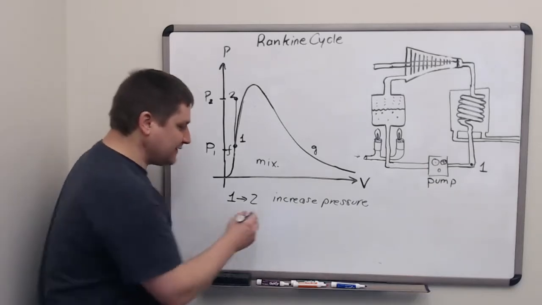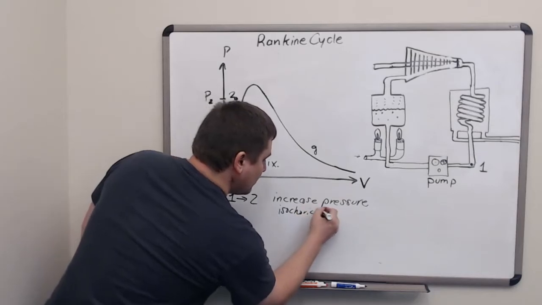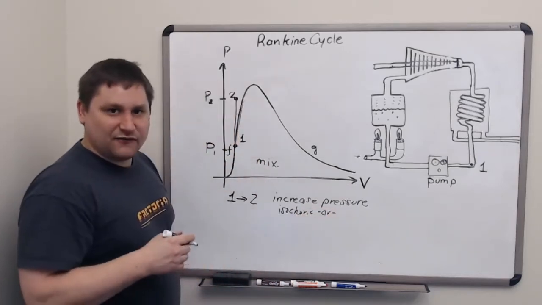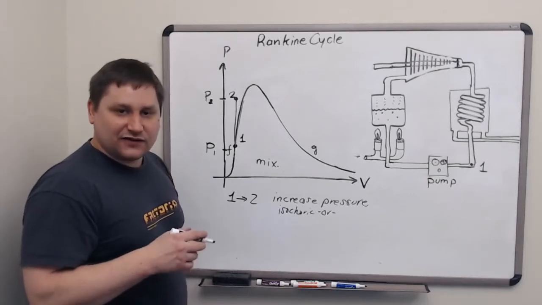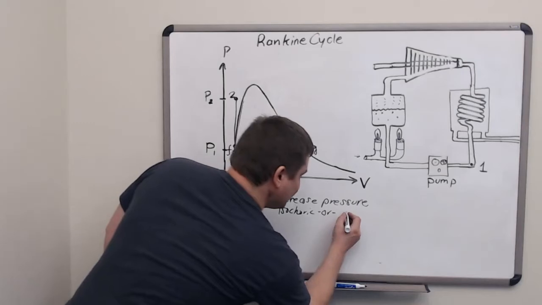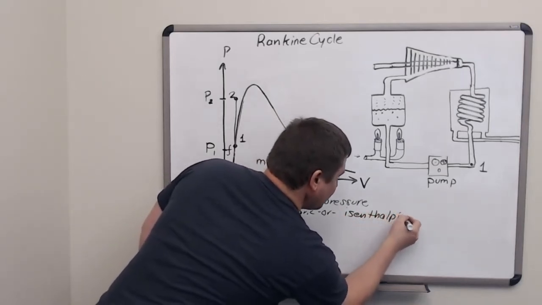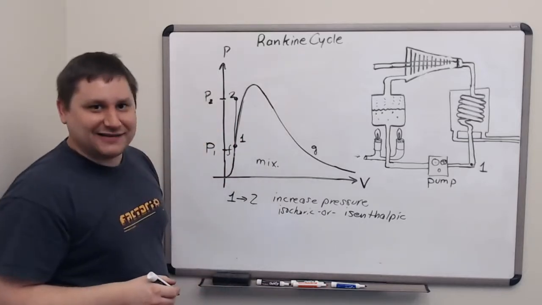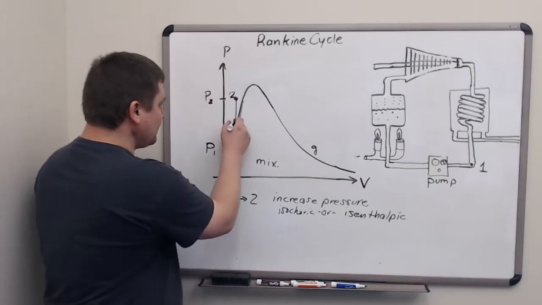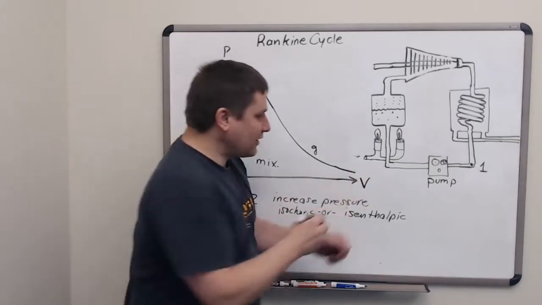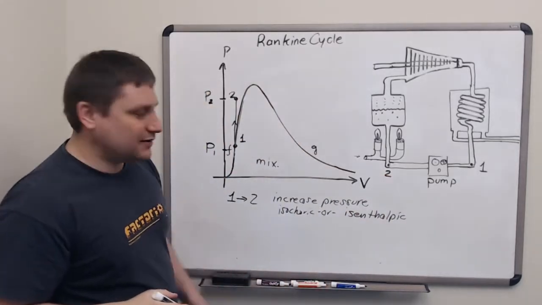So we can model this as isochoric, or we can also model it fairly accurately as a transition of constant enthalpy. The actual word for this is isenthalpic. Great. Once the water is at location 2, it's now at a higher pressure.